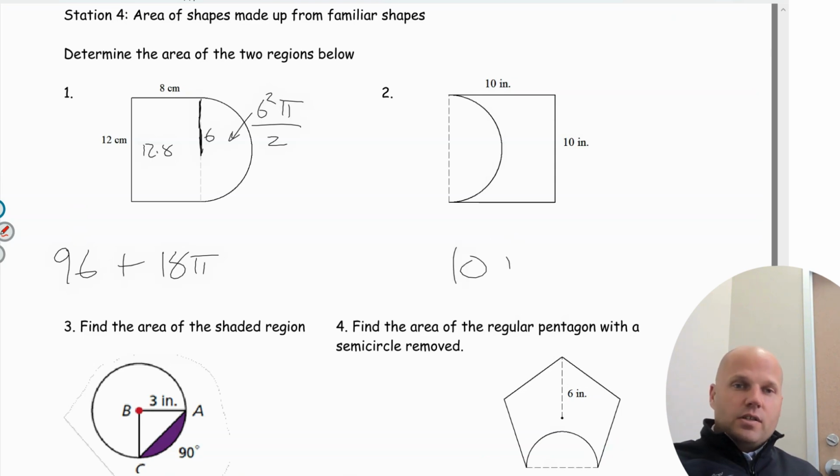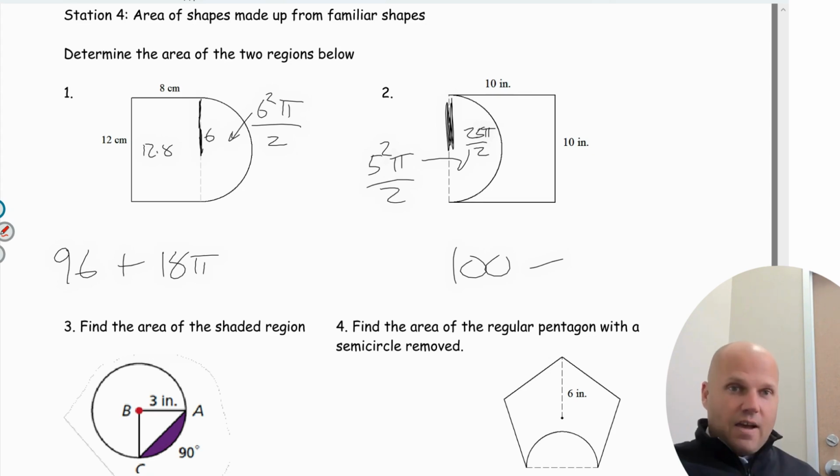This is 100 for the entire square, but then I have to subtract this pi r squared pi half. So this is 25 pi over 2 because it's half of a circle. And it's a square, so that means this is 5 here, which is important. So I'm going to say minus 25 pi over 2.